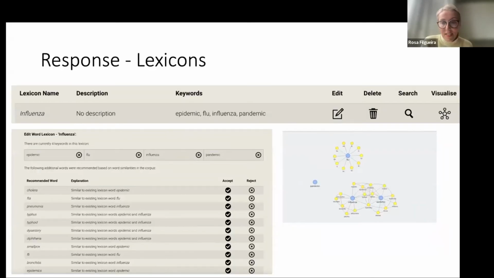Okay, then I started to play a little bit with a couple of lexicons that we had. I removed the cases where we have key sentence. So I was just looking for epidemic, flu, influenza, and pandemic. I really like this part where they suggest you add more things to your lexicon. That is something I hadn't thought about.